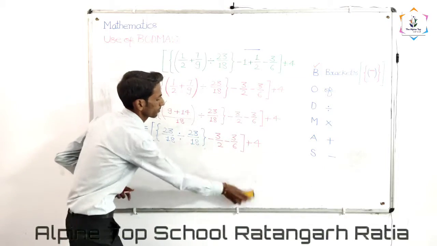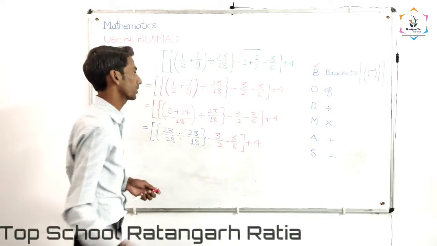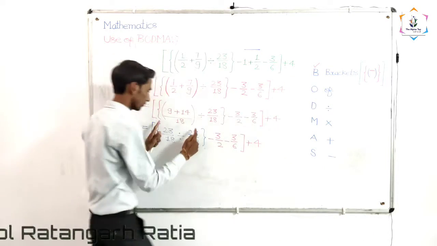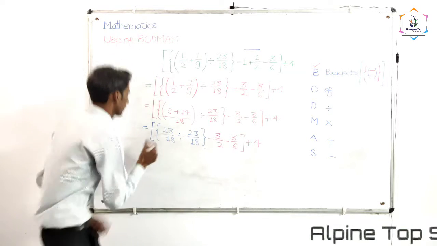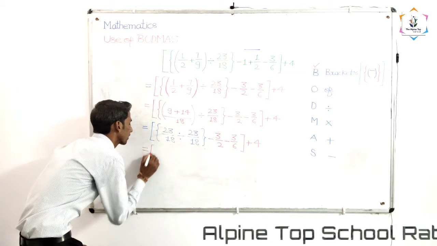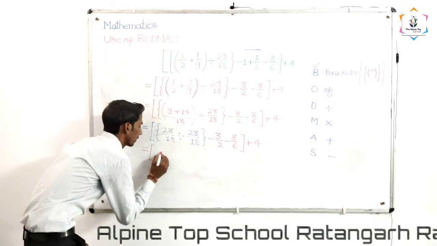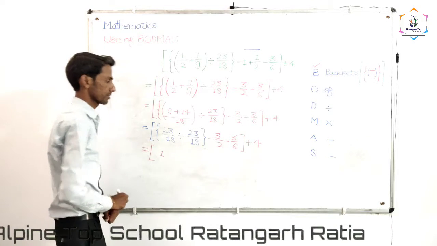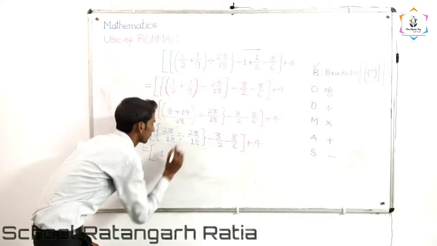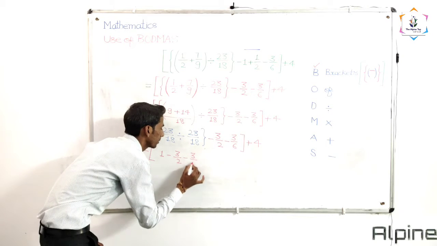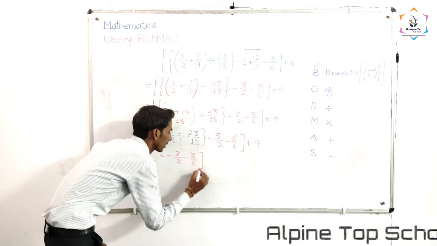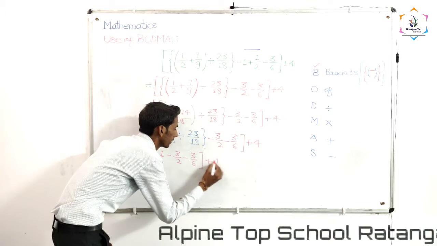Now in the next step, according to the bracket system, it's the turn of the curly bracket. We have to focus now on the curly bracket. By solving the curly bracket, I have got 1. Now I can write 1 as it is, minus 3 by 2 minus 3 by 6 square bracket closed plus 4.